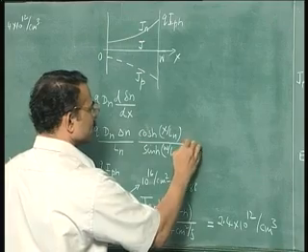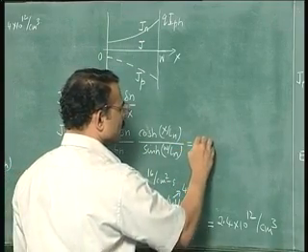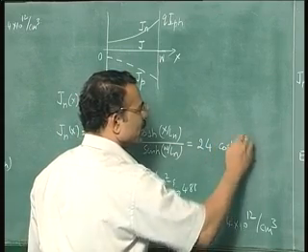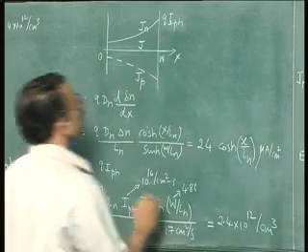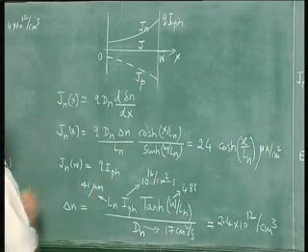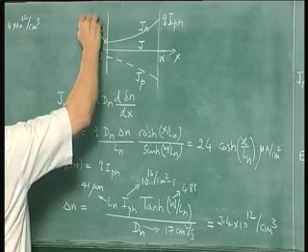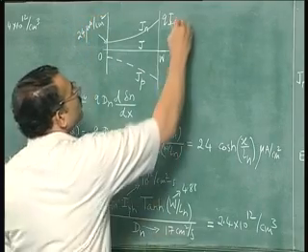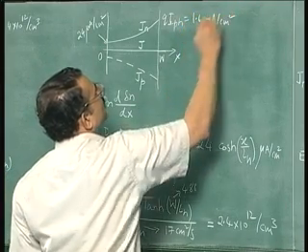In quantitative terms, after substituting the various values you will get the result 24 cosh(x/Ln) microamps per centimeter square. Which means this is 24 microamp per centimeter square, and this value is 1.6 milliamps per centimeter square.